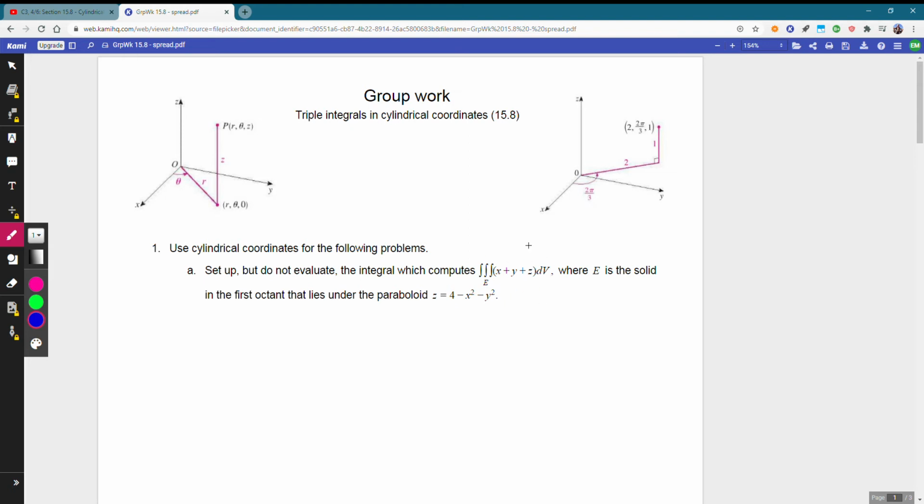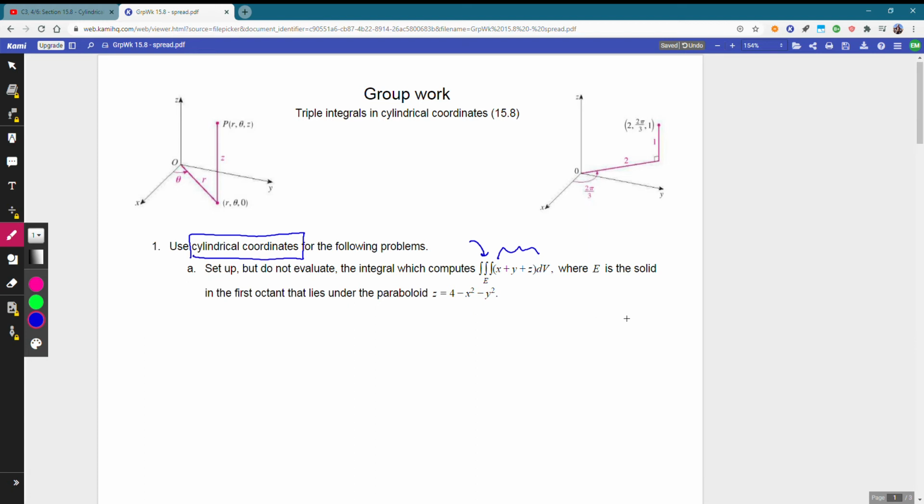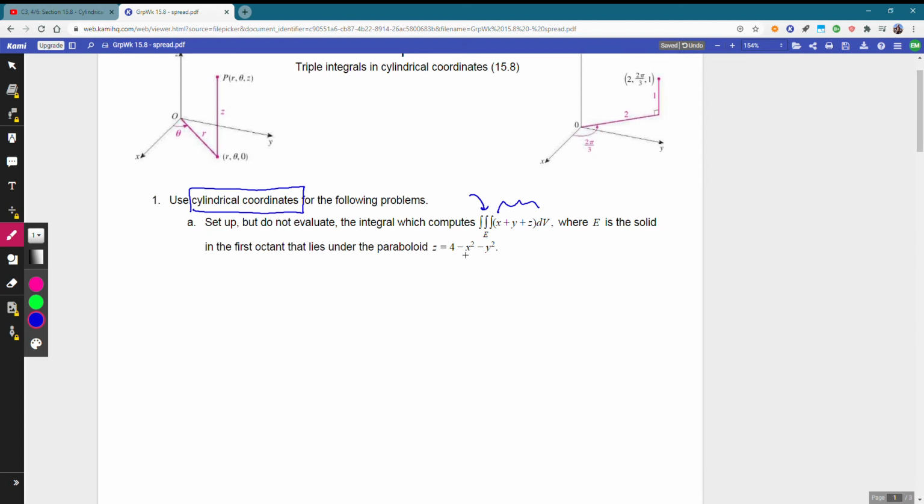So here's our integral where E is the solid in the first octant that lies under this paraboloid. All right, so to set this up, we already have our function, but we'll need to figure out our limits of integration using cylindrical coordinates here. And so to figure out our limits, we need to figure out the region that we are integrating over. And so let's get a picture going.